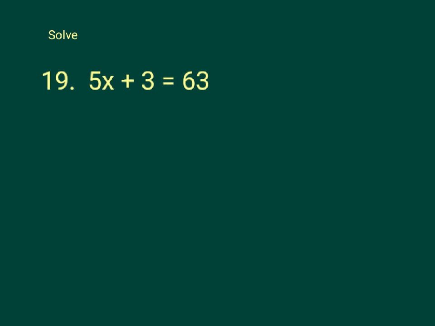Number 19 is solving a two-step equation that involves a multiplication and an addition. So we undo these in reverse order from which we would normally do them. If you knew what x was, you'd multiply and then add to get 63. So we have to go backwards and subtract and then divide. So the opposite of adding 3 is to subtract 3. We'll do that to both sides using the properties of equality.